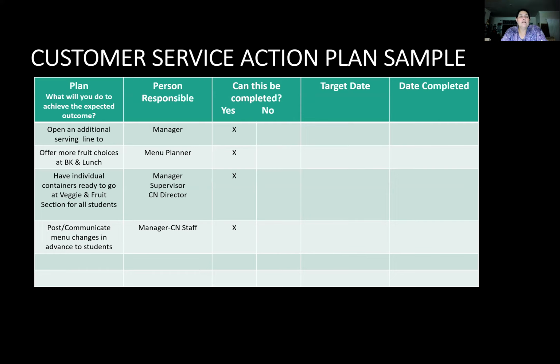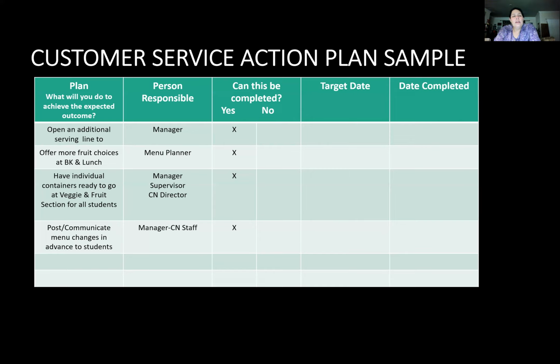And I identified that the person responsible could be the manager, the supervisor, the child school director, because they have to approve the containers, and we have to see if we can purchase this from the companies and have those available. Again, can this be completed? Yes, and I will put my target date and the date that I completed.